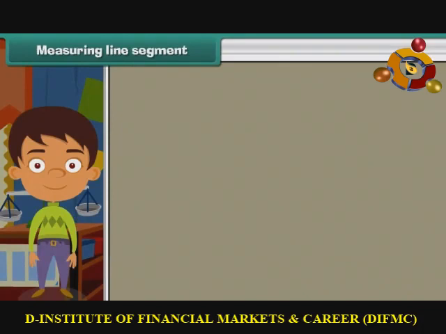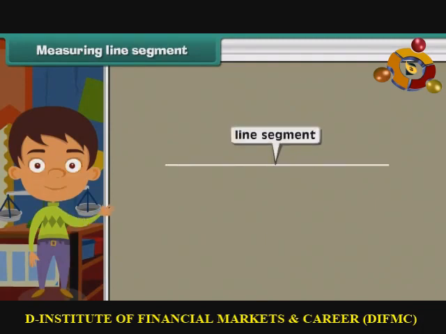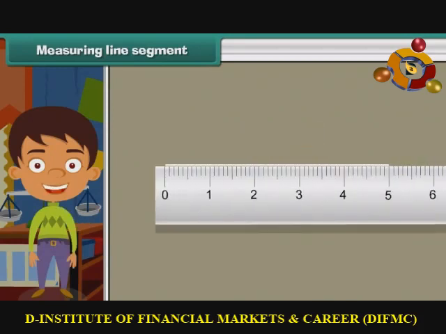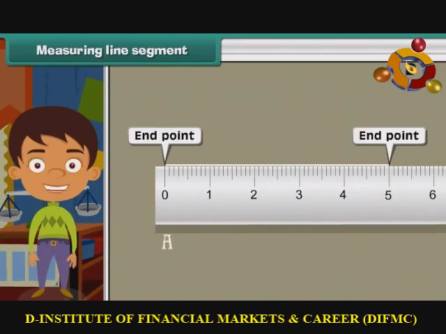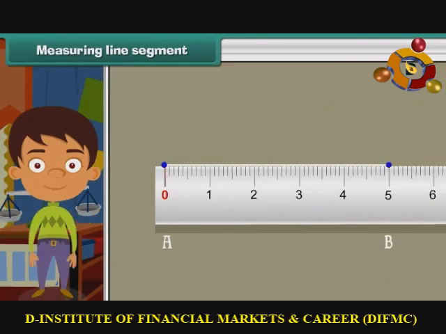Measuring a line segment. It's time that we learn to measure a line segment. To measure the line segment AB, we use a centimeter scale. Put one end of the scale, starting with 0, just below the point A. On going from point A to B, digits 0, 1, 2, 3, 4 and 5 are travelled. Therefore, the length of the line segment is 5 centimeters.